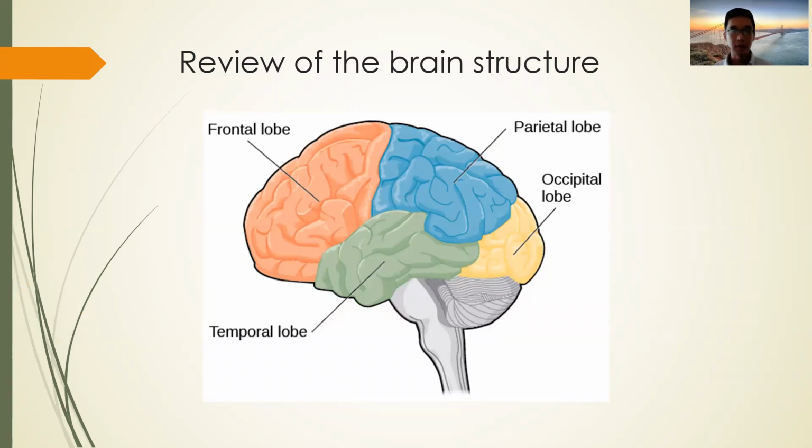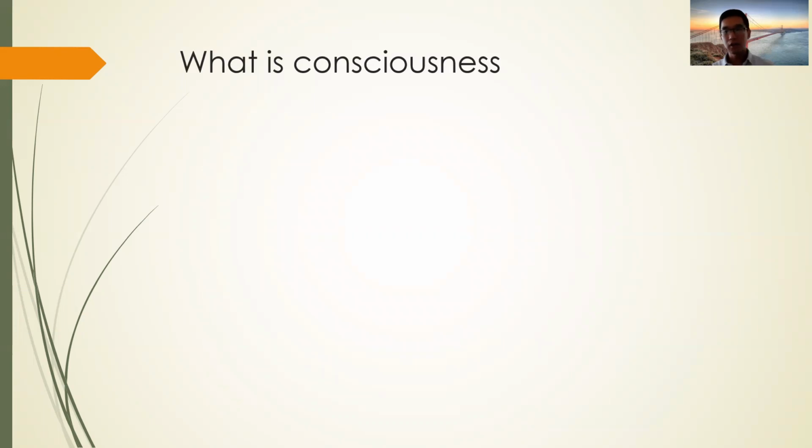One is the frontal lobe, in the front of the head. There's the occipital lobe, which is on the back of the head. There's a parietal lobe on the top. And there's a temporal lobe, which is near the ear. This structure is also related to consciousness. So let's talk about what consciousness is, and then we can go back to talk about why this structure is related to consciousness.